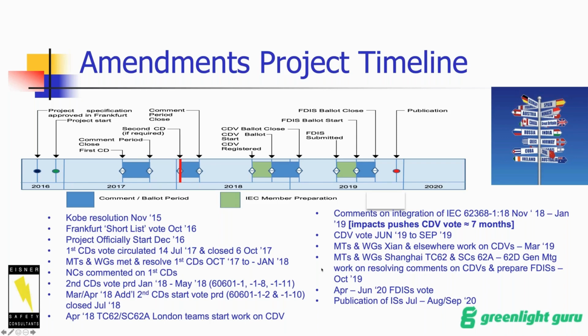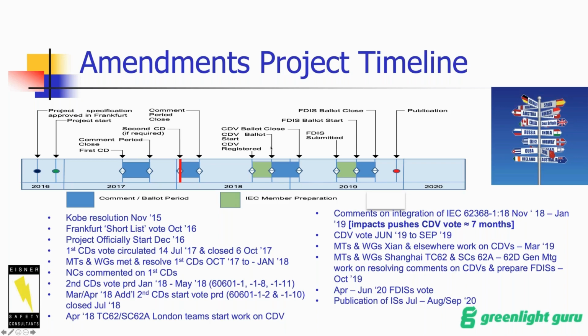So on the timeline, you can see the project started based on the Kobe resolution. That was basically the beginning of the timeline of the project. We started with 511 items that we voted on to decide what we're going to do as the Amendments Project, which is officially what's called the short list. The short list was a whittling down from the 511 items, and that was back in October, I think it was October of 2016.